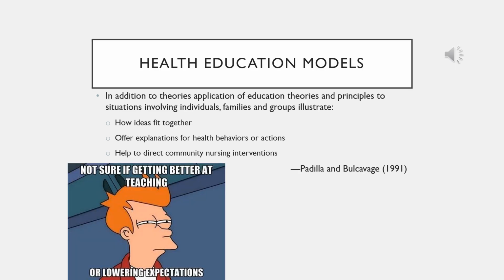So, in addition to the theories that we have on how people learn, we also have health education models on kind of how we can teach things. These theories kind of help link the education theories into the principles and situations that they're facing, to help people understand how ideas fit together. They can offer explanations and they can help to direct community nursing interventions. We have a number of different education models.